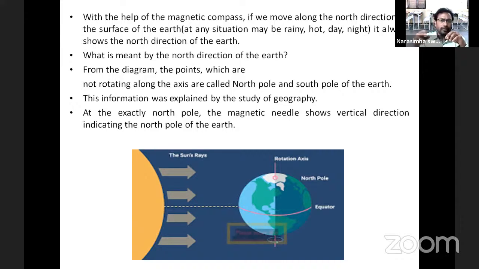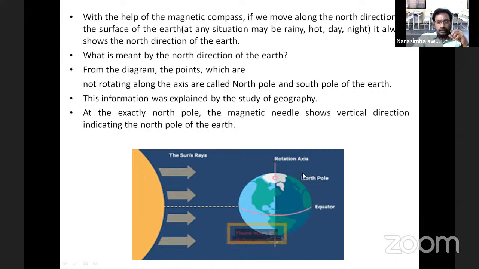So here is the point: with the help of the magnetic compass, if we move along the north direction on the surface of the Earth, in any situation, raining, hot, day, night, whatever, it always shows the north direction of the Earth. Now the point is, what is meant by the north direction of the Earth? This point is very important. I am giving very deep information, try to understand.